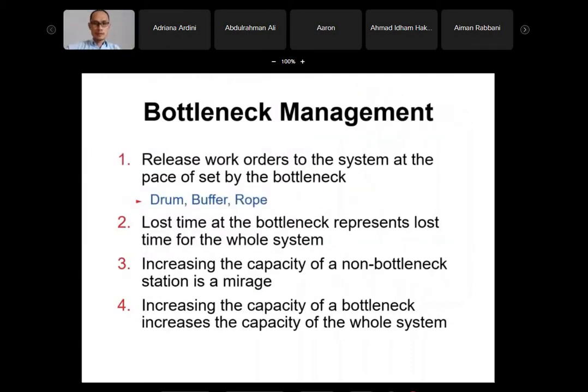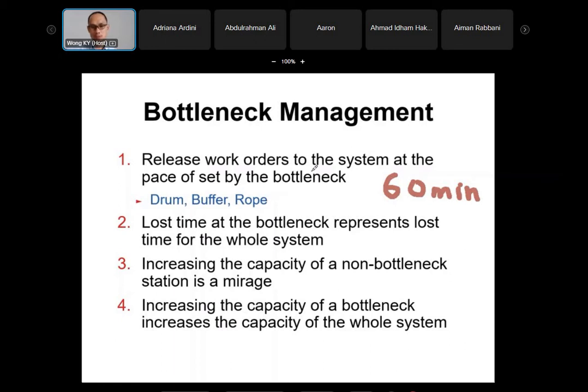Right, so if you have a bottleneck, how do we manage our bottleneck? Okay, first is try to release work orders. Just try to start the production at a pace set by the bottleneck. Okay, understand? So imagine if your bottleneck workstation has a cycle time of 60 minutes, for example. Then it means that you should release the work orders only after 60 minutes. Okay, because the entire capacity is affected by the bottleneck workstation.